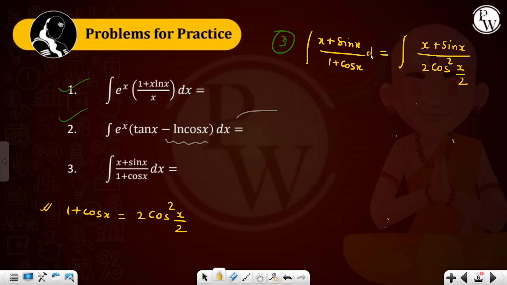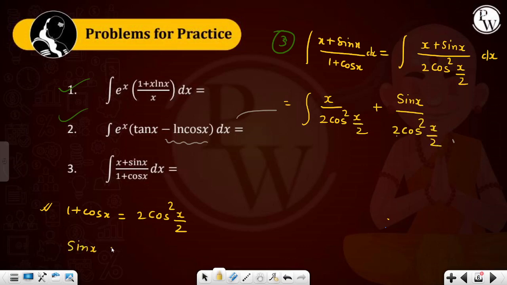Okay. Now break it down. x upon 2 cos square x by 2 plus sin x upon 2 cos square x by 2. Now sin x can be written as 2 sin x by 2 cos x by 2. Write it down. So firstly what we have to do? Half x into sec square x by 2 plus 2 sin x by 2 cos x by 2 upon 2 cos square x by 2. So 2 cos x by 2 will cancel out. So it will be tan x by 2.